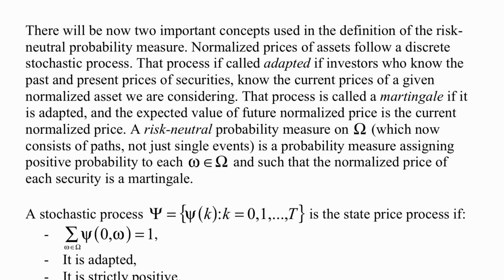A risk-neutral probability measure on Ω, which now consists of paths, not just single events, is a probability measure assigning positive probability to each ω in big Ω, and such that the normalized price of each security is a martingale.